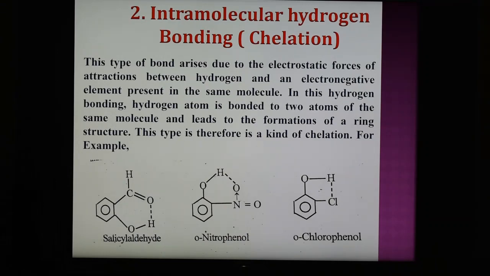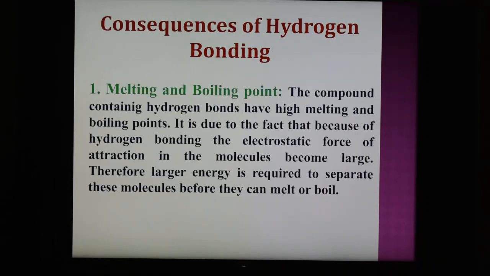are there. This bond takes place between hydrogen and an electronegative element of the same molecule, and therefore there is chelation. Because of the formation of the bond, there is a formation of a ring, and therefore it is also known as chelation. So this is the second type, intramolecular hydrogen bonding.